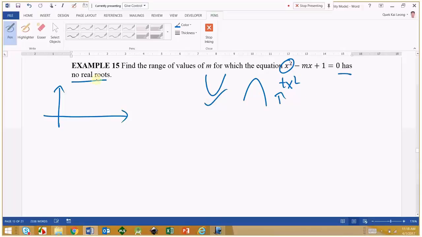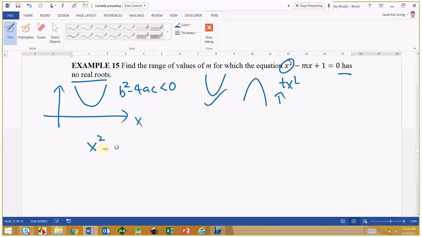Has no real roots. That means it will never cut the x-axis. It's a smiling face and never cuts the x-axis. The graph must look this way. This is a rough sketch. It doesn't cut the x-axis, so no real roots. So if you remember, for no real roots, b squared minus 4ac is, anyone? 0, less than 0. Good, less than 0. Now let's write down the equation first.